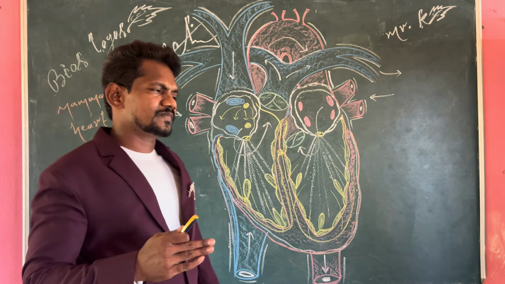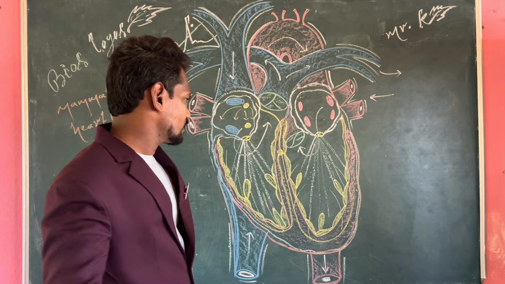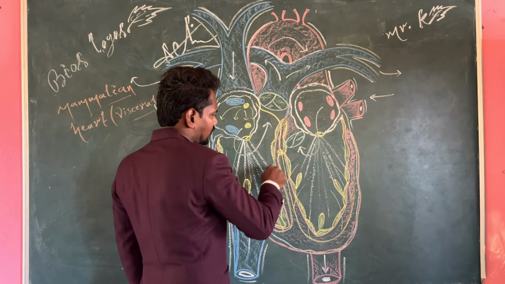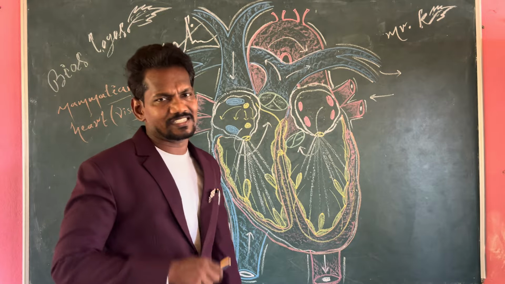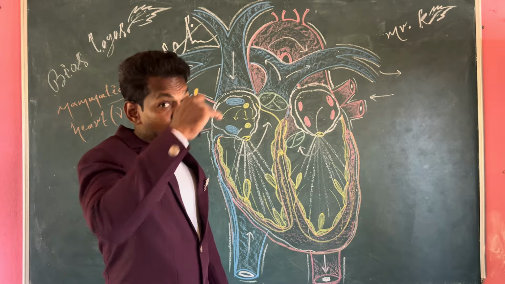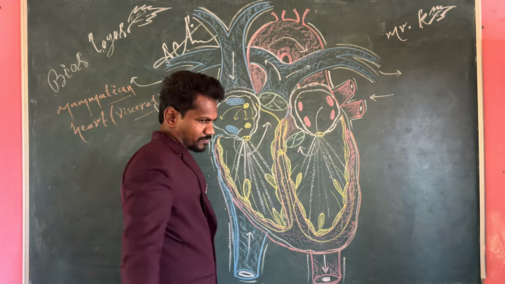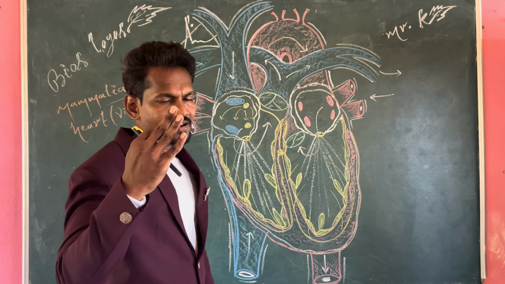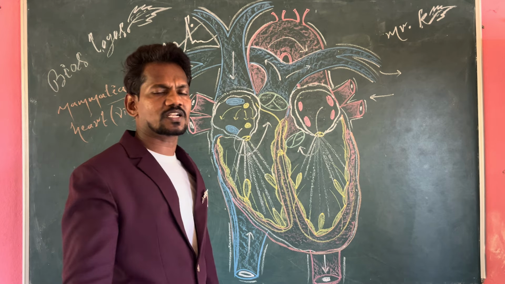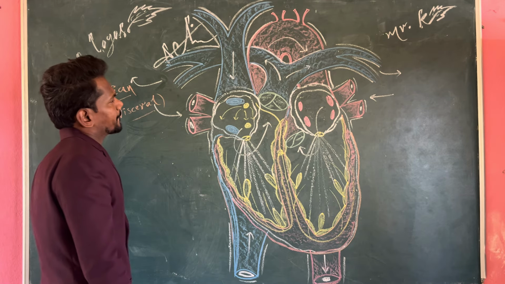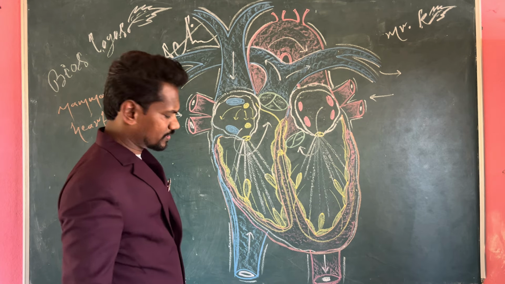the interauricular septum or interatrial septum. In the same way, both ventricles are separated with the help of one more special septum, known as the interventricular septum. Auriculoventricular septum, interauricular septum, interventricular septum: a total of 3 types of septa are present in the mammalian heart, especially the human heart. Septum is singular, septa is plural.